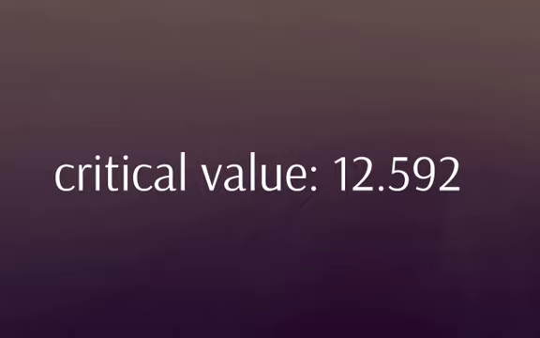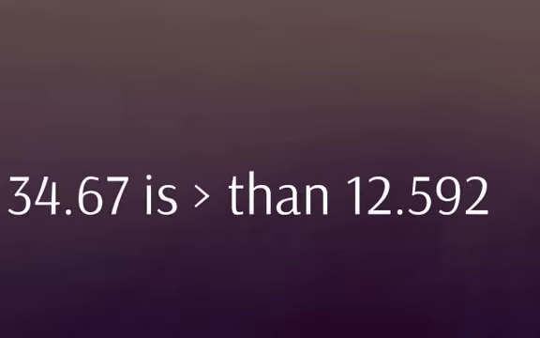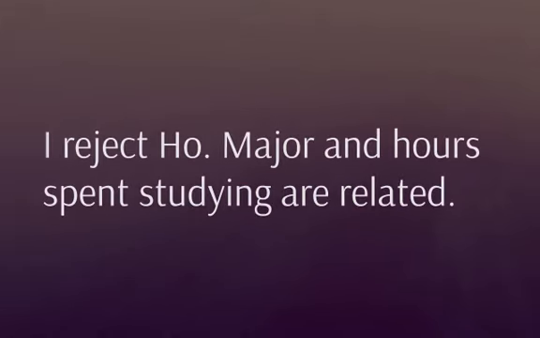So I want to know if my chi-square score is bigger or smaller than this. Because my score is bigger than the critical value, 34.67 is bigger, my conclusion is as follows: I reject H0. Therefore, our two variables are related, so there's a relationship between the two. And this is the end of your chi-square test.